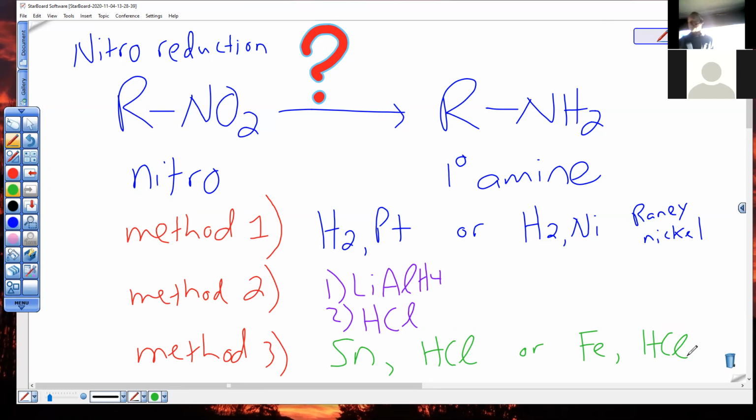And remember, this does reduce a lot of other things. So if you have a ketone in your molecule and you want to reduce an NO2, I would not be choosing method 2 unless you also want to reduce your ketone. This one's more selective. Wouldn't touch your ketone unless you had pressure. And then we have a question. Can we use the sodium borohydride?